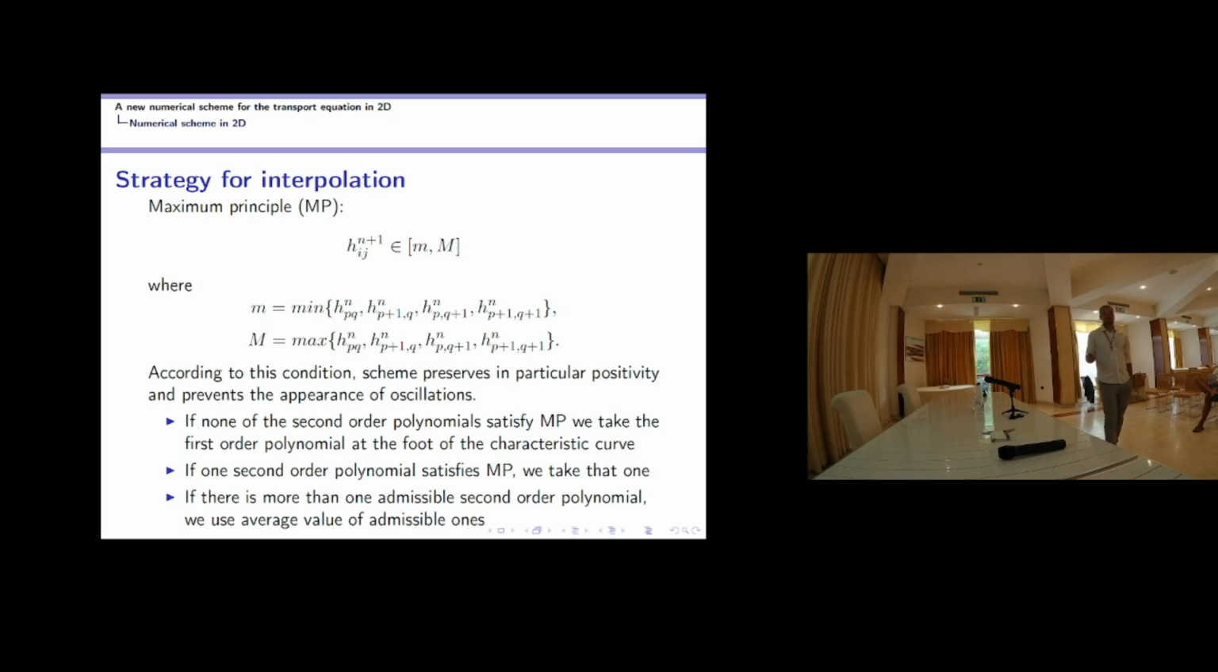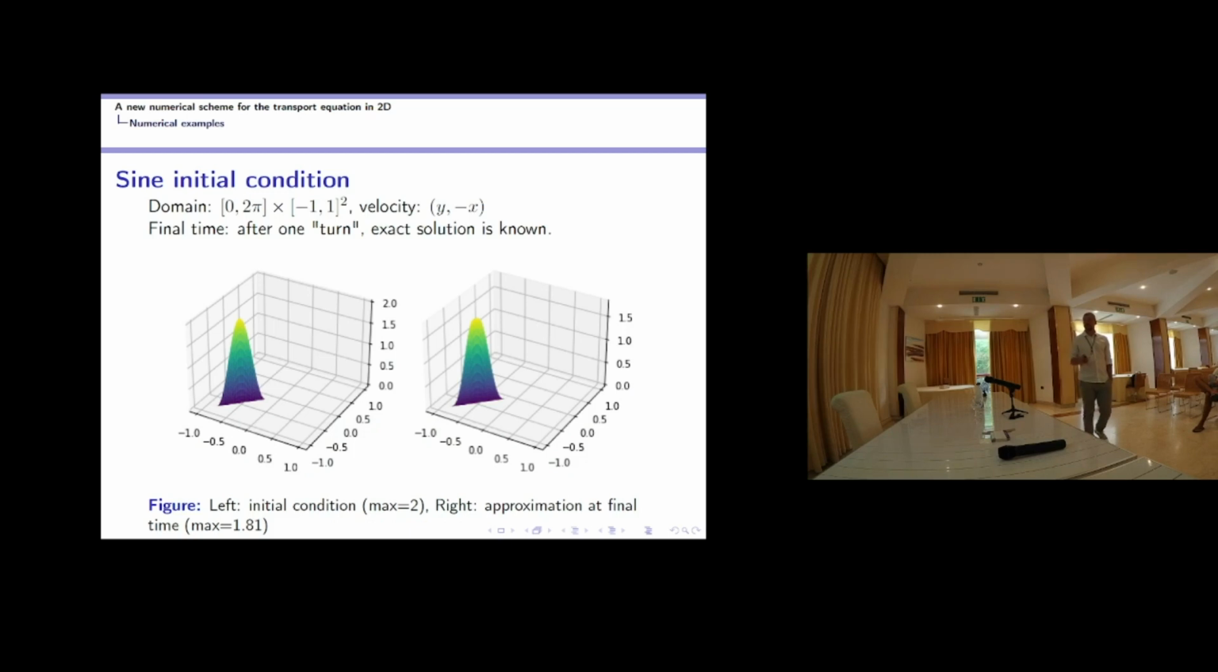If just one of the second order polynomials satisfies this maximum principle, we will take that one. Or if there is more than 1, 2, 3, or 4, we will use the average value between them. So if we have 2, for example, we will use both of them with weights 1 over 2, 1 over 2, or for 3, 1 over 3, 1 over 3, 1 over 3, and so on. And now I will show you some examples.